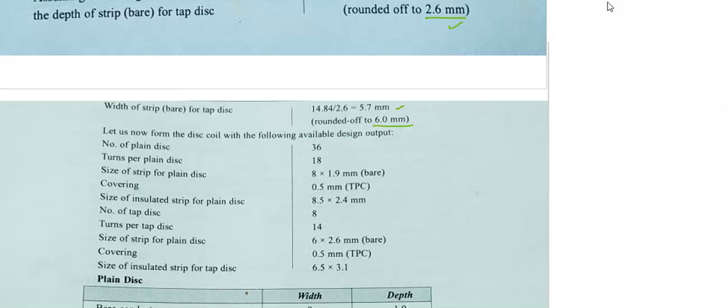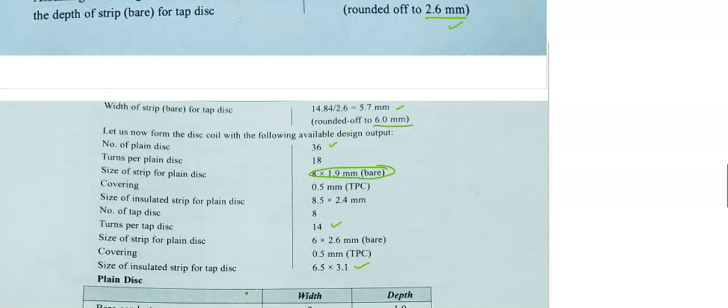So finally, what we got is number of plain discs are 36. Turns per plain disc is 18. Size of the strip of plain disc, this is the size of the bare plain disc, right? 8 into 1.9 mm, and covering is 0.5. And similarly, the size of the insulated strip is 8.5 into 2.4. Number of tap discs, this is all in one place we are writing. Turns per disc, which we calculated 14, and the size of the insulated tap disc is 6.5 into 3.1.